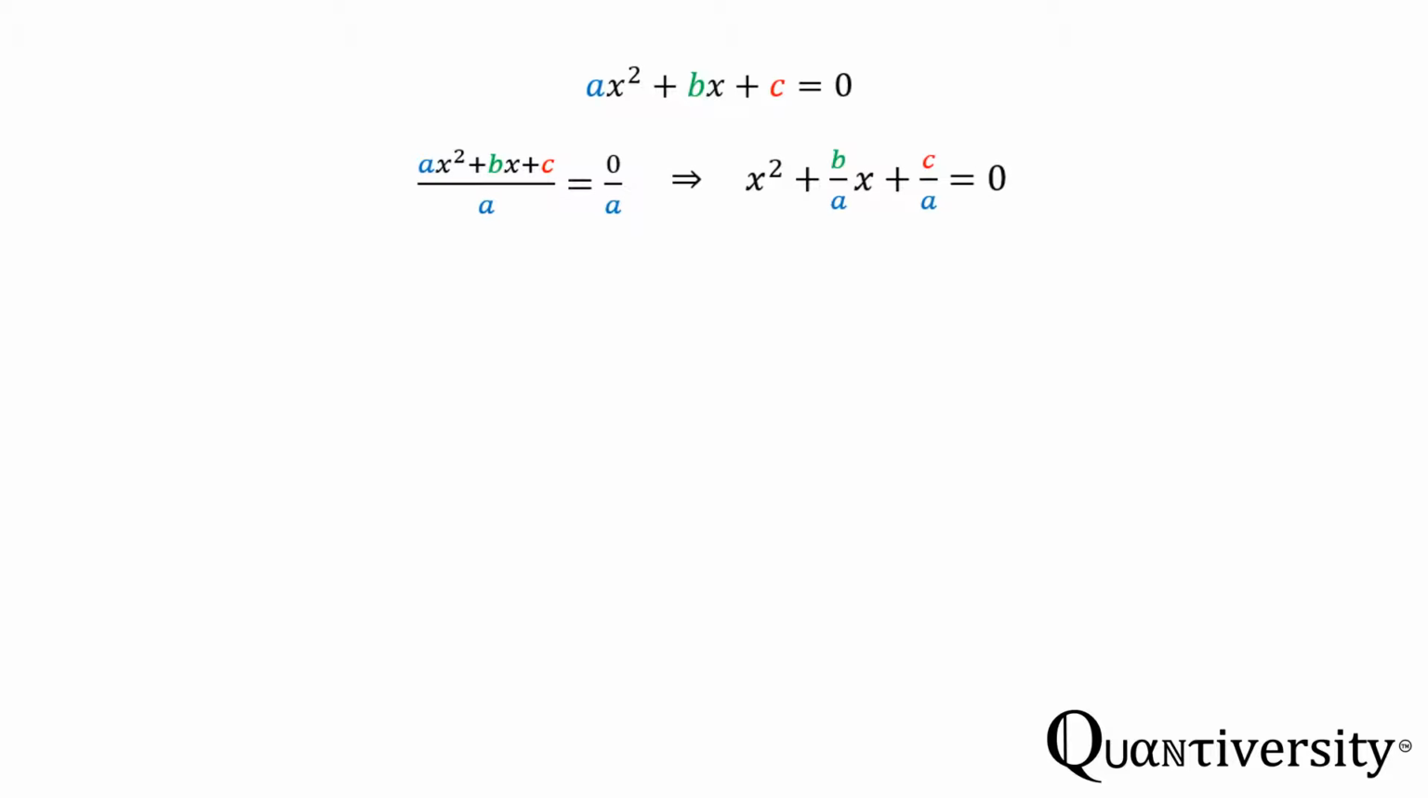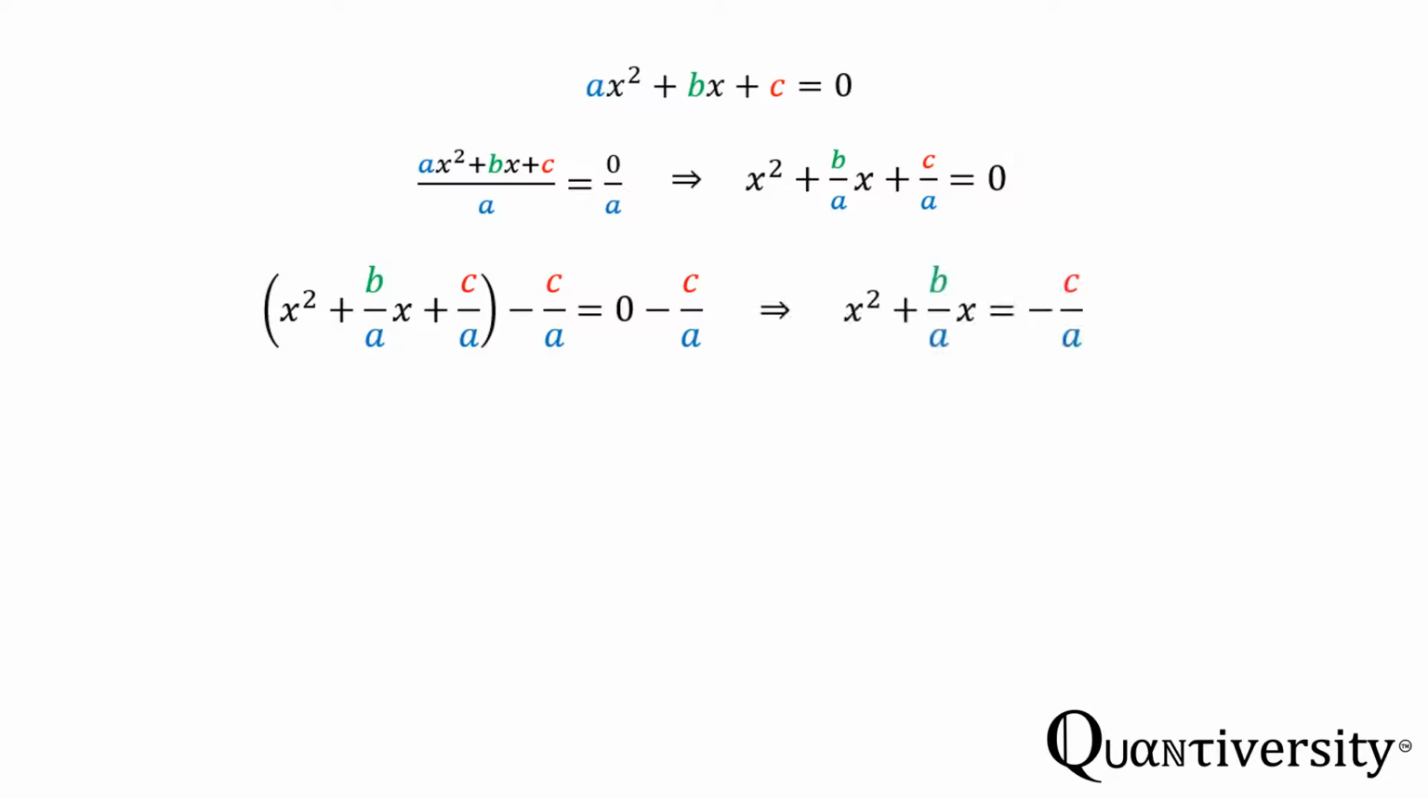To derive the quadratic formula, consider the standard form equation ax squared plus bx plus c equals 0. Dividing both sides of the equation by a, we have x squared plus b over a x plus c over a equals 0. Subtracting c over a from both sides, we get x squared plus b over a x equals negative c over a.